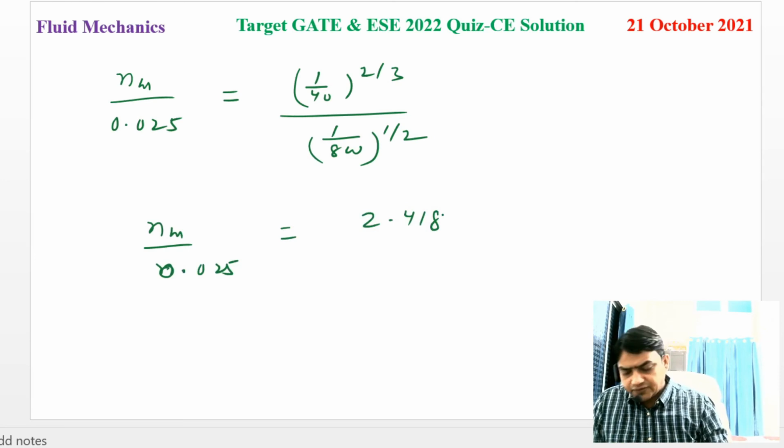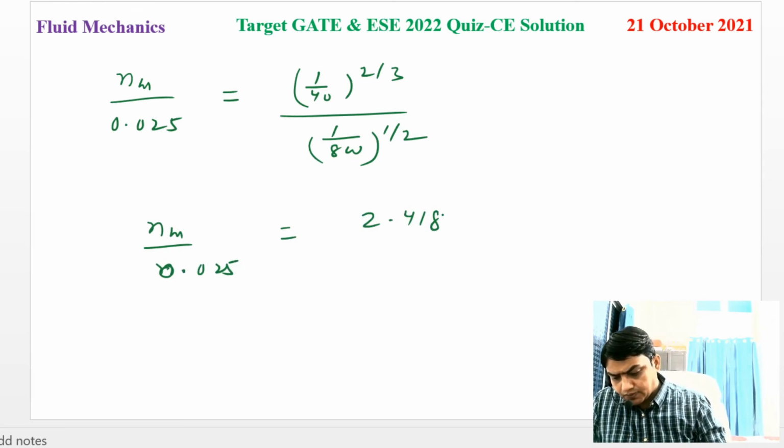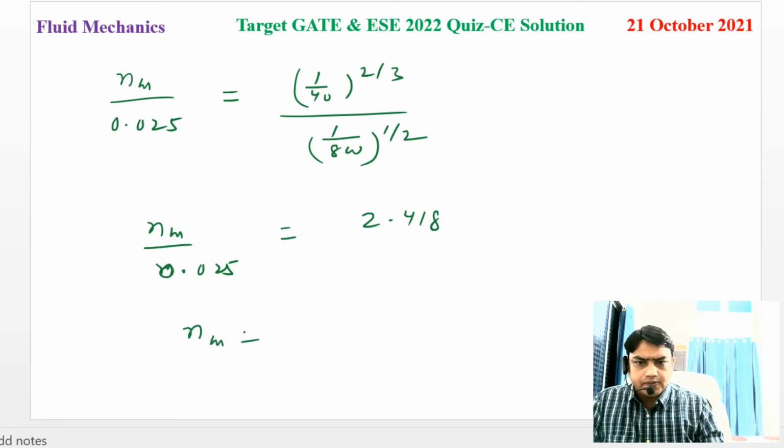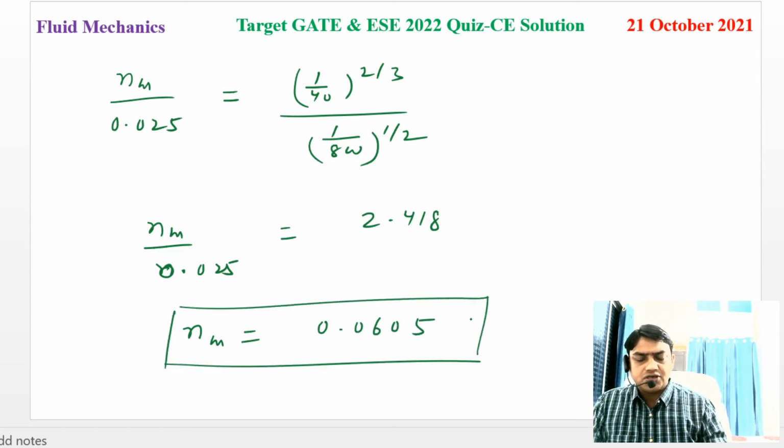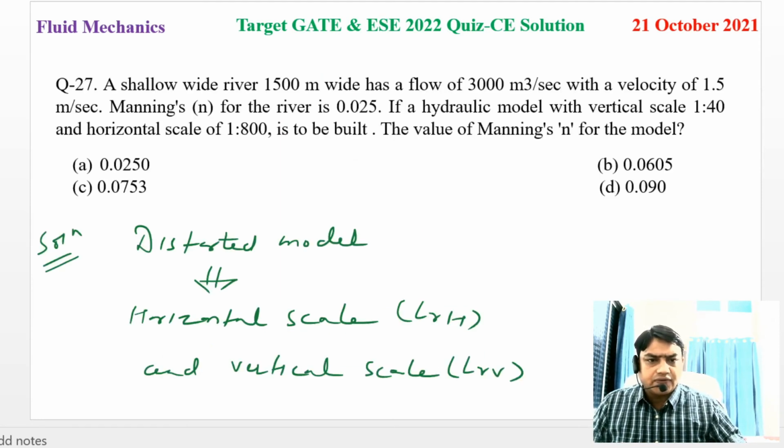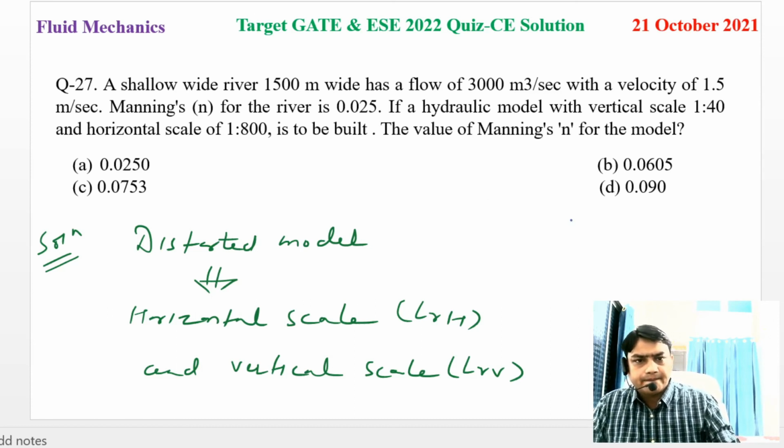So the Manning's roughness in the model is 0.0605, the Manning's roughness coefficient in the model. So if I see the options, 0.0605 is option B, so B option is correct.